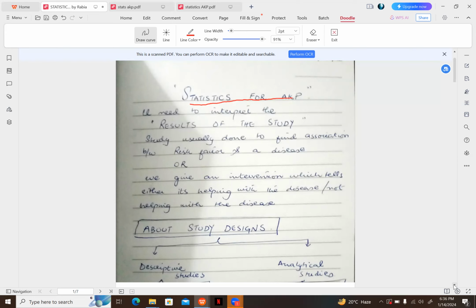And at the end of the paragraph, you will be given the results and you need to interpret that. So the basic questions of AKP are like that. There will be a disease, and a risk factor or an intervention will be given. First of all, know something about the study designs.